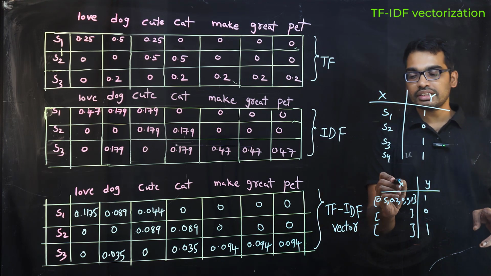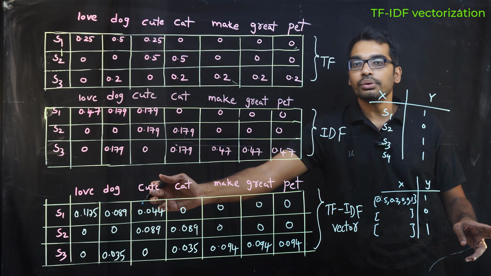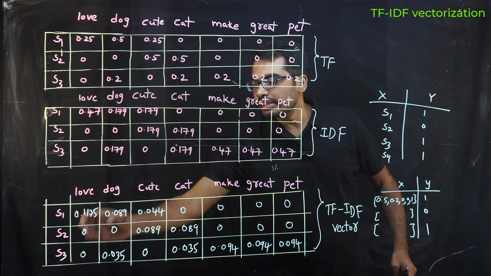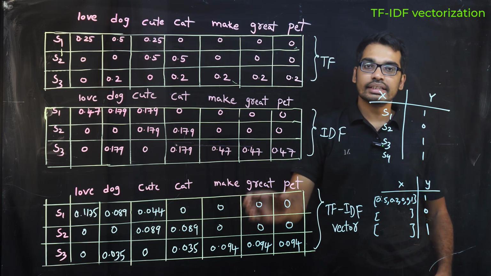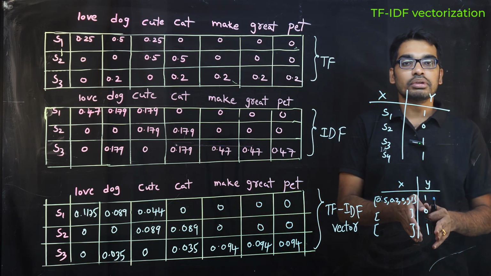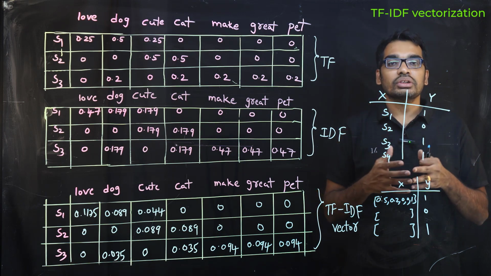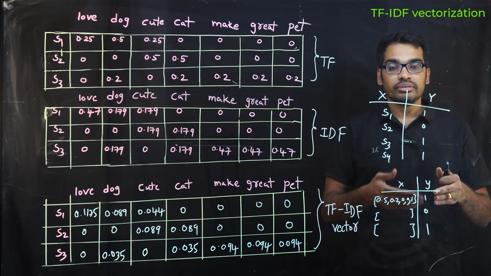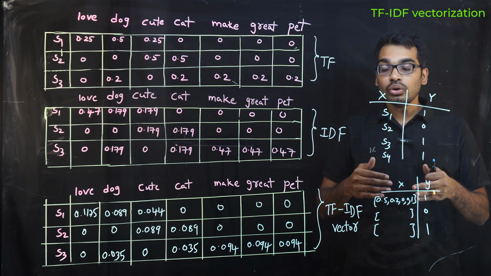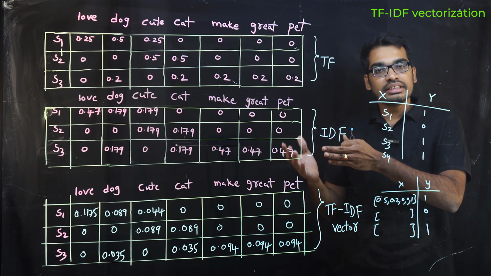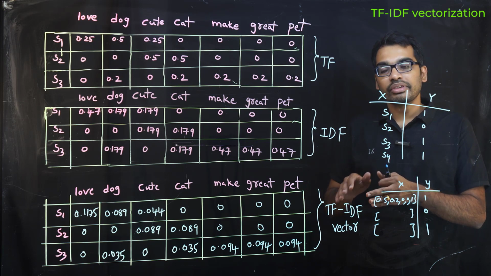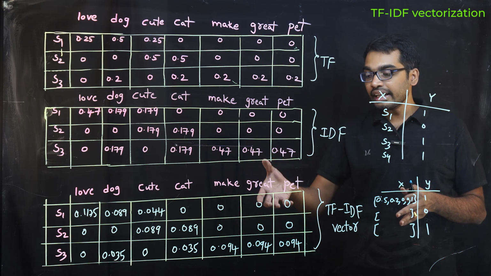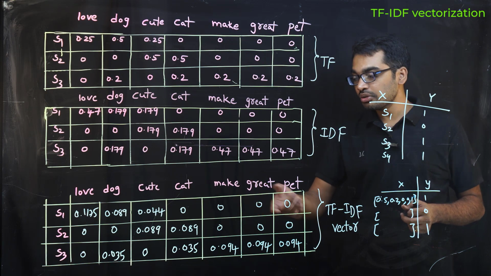So we have a vocabulary. X is actually turned into this: love, dog, cute, cat, make, great, pet. So x1, x2, x3, x4, x5, x6, x7 here in this case. And then we have a dependent variable as well. So now you can build any machine learning algorithm, or XGBoost, or a neural network as well, in order to classify whether the sentiment is positive, negative, neutral, or whatever, right? Earlier we had sentences, now we have the term frequency and inverse document frequency, which are numeric values. Wherever the word is rare and appears in only a few documents, you see a higher weightage.